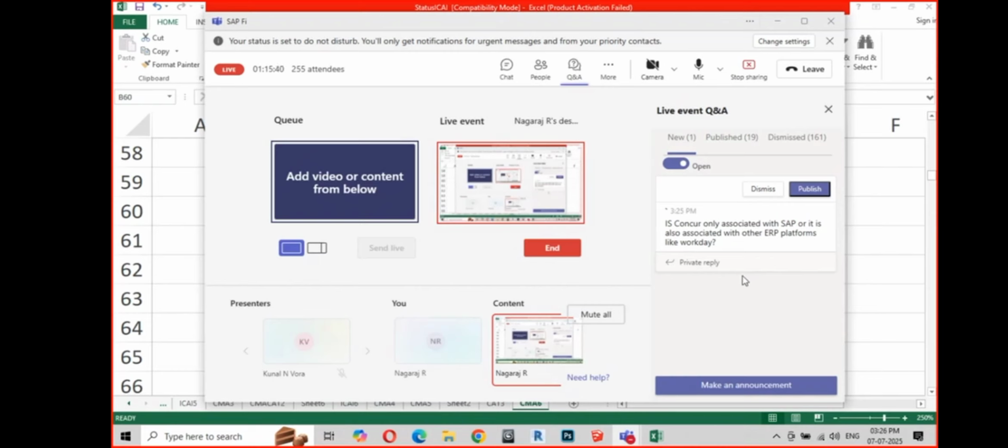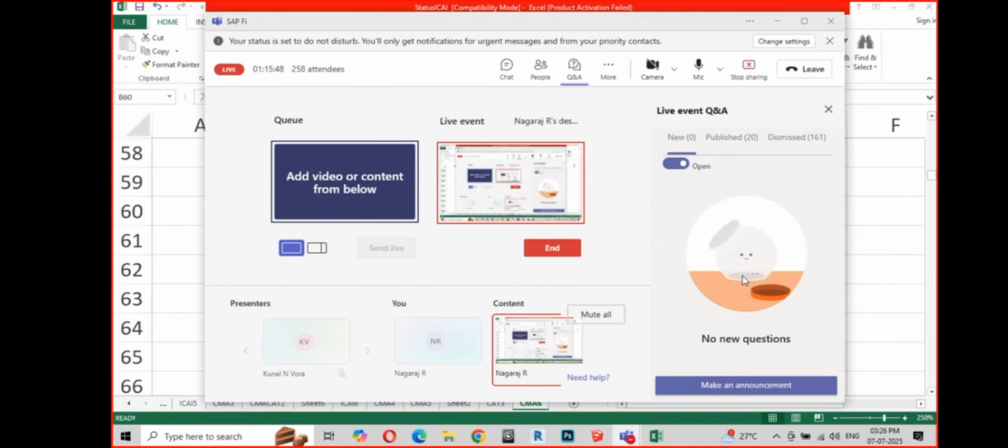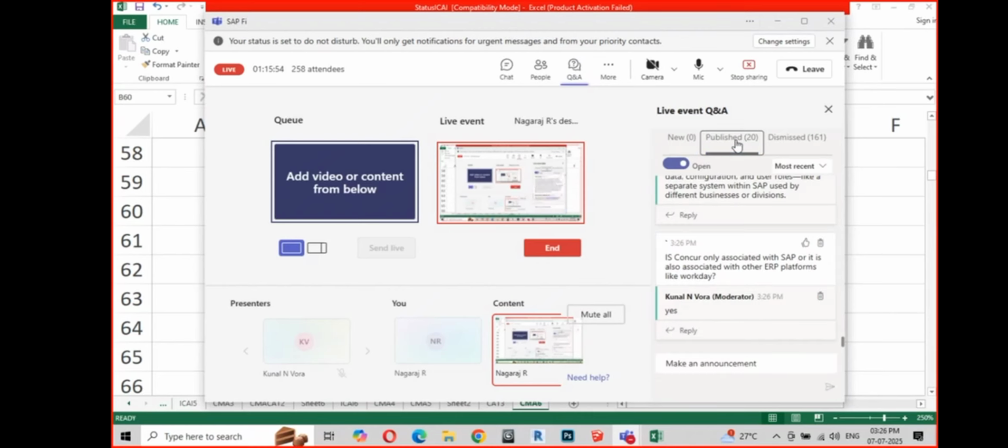Yes, Concur is associated with SAP. Yes. Yeah, reply, Kunal. That's okay. Sir, I have already replied. Yeah, I saw that. I saw around 20 questions. Oh, good, Kunal. Thank you. Most welcome.